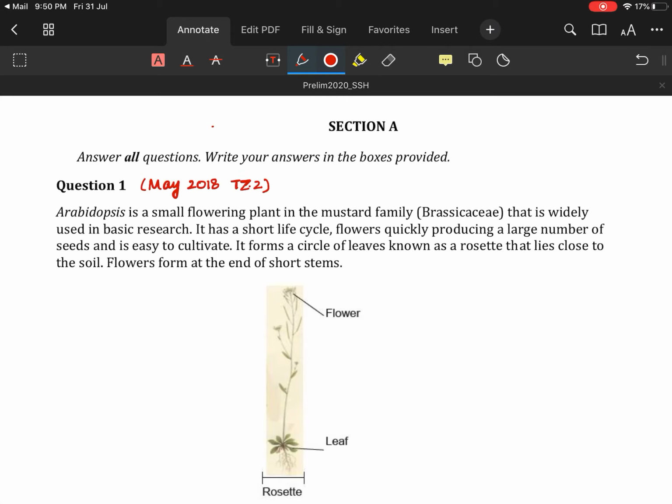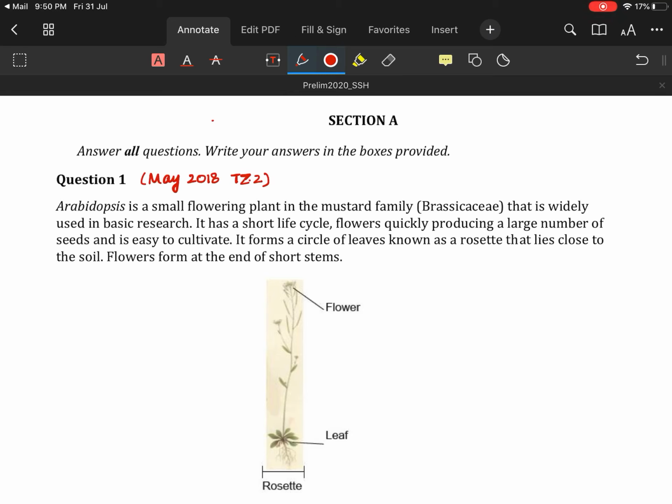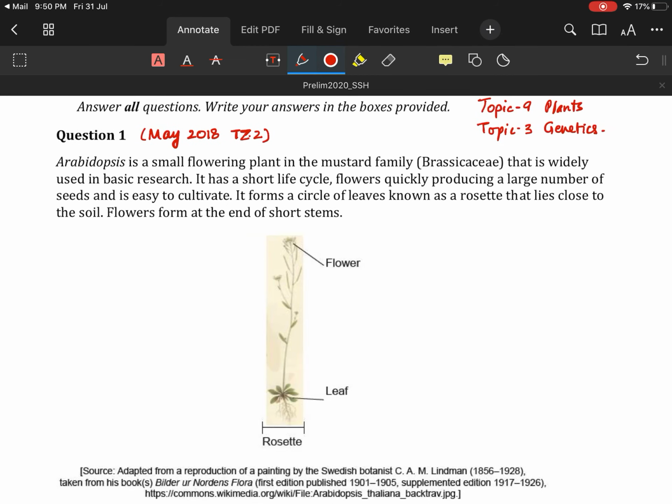Now this question is a combination of topic 9, which is plants, and it has a gene expression part, which is topic 3, genetics. Now if we look at the question.